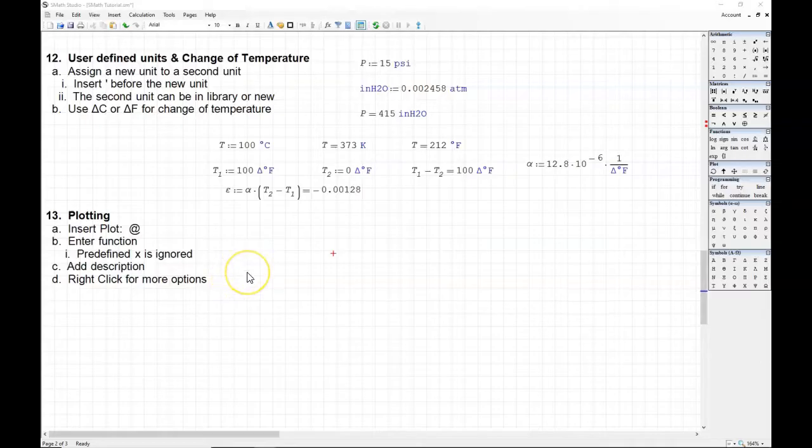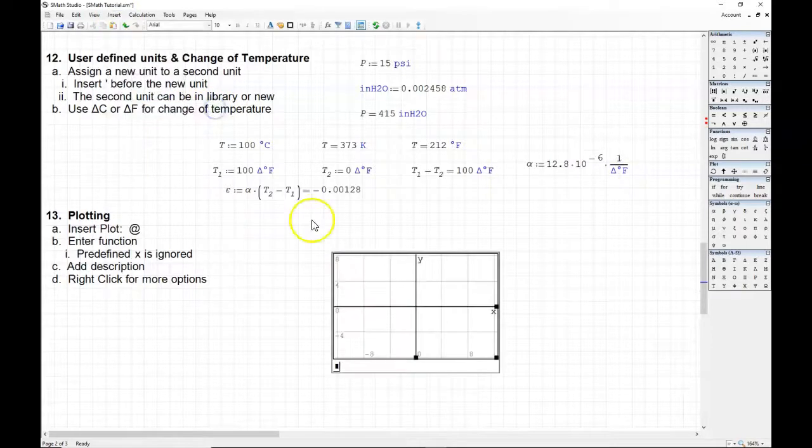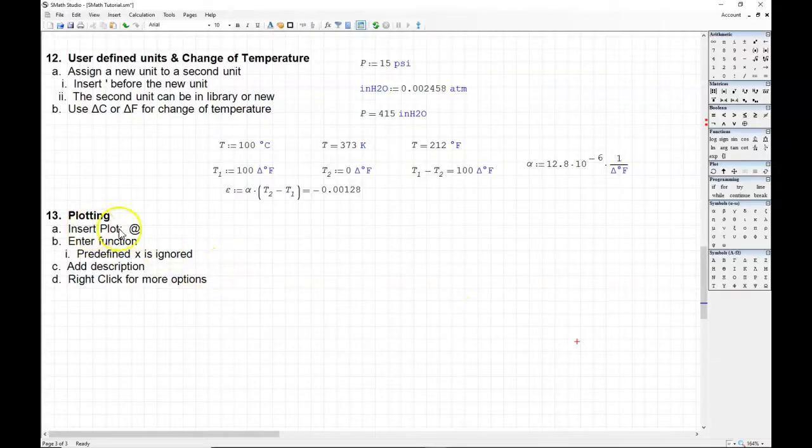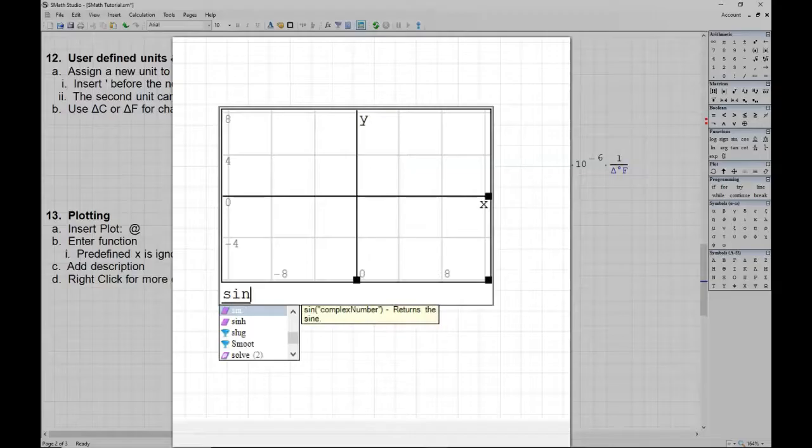Our last topic is plotting. We can either get to plotting by going to Insert and then Plot. We're just going to look at 2D plot, and we can see there's an asterisk there. We can click that and that gives us a plot. I can select it and then delete it. The other way to do it is just clicking anywhere on your sheet, and Shift 2 or the asterisk gives us a plot. To create our function, all we need to do is just create a function of x.